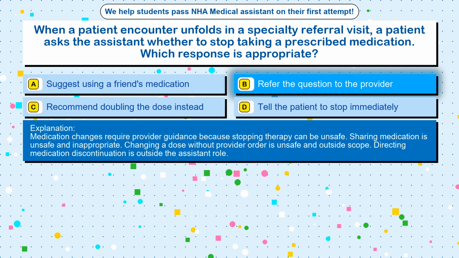Medication changes require provider guidance because stopping therapy can be unsafe. Sharing medication is unsafe and inappropriate. Changing a dose without provider order is unsafe and outside scope. Directing medication discontinuation is outside the assistant role.